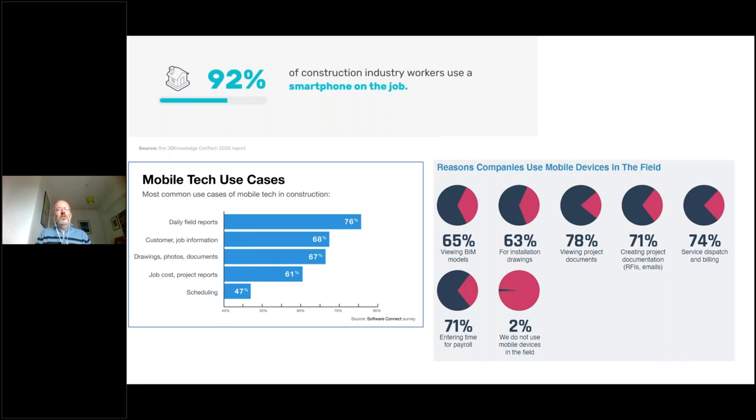When we look at smartphone use, American surveys suggest around 92% of construction industry workers use smartphones at their work. They're commonly using their devices for field data capture, for accessing customer or project documents, for viewing design information, whether that's in BIM or whether they're still working in 2D and using drawings and so on, and also for things like scheduling and time management.